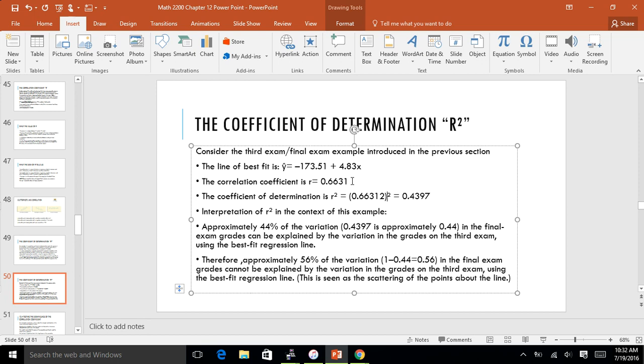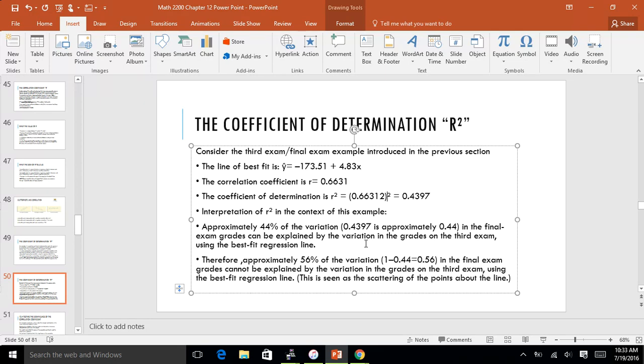Excuse me. So now let's look at R squared. So my R squared is 0.4397. I'm going to convert it to a percentage. So I'm going to say approximately 44% of the variation in the final exam grades can be explained by the variation in grades on the third exam using the best fit regression line. So all I did is I put R squared as a percentage, and then I put my Y variable, and then I put my X variable. Go back to the last slide if you need it, and you can just write it out that way. That's all the book is looking for.